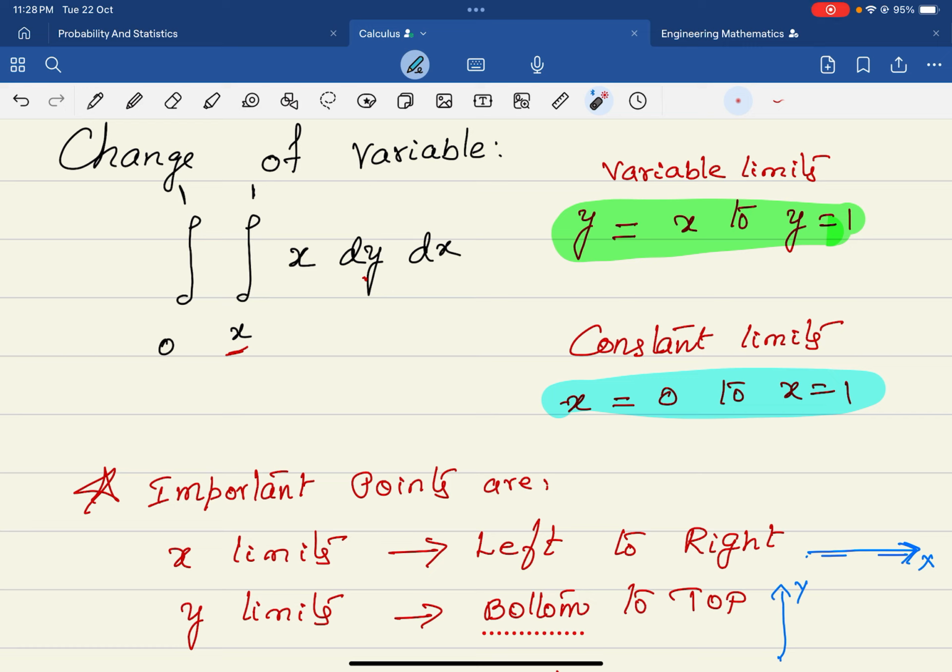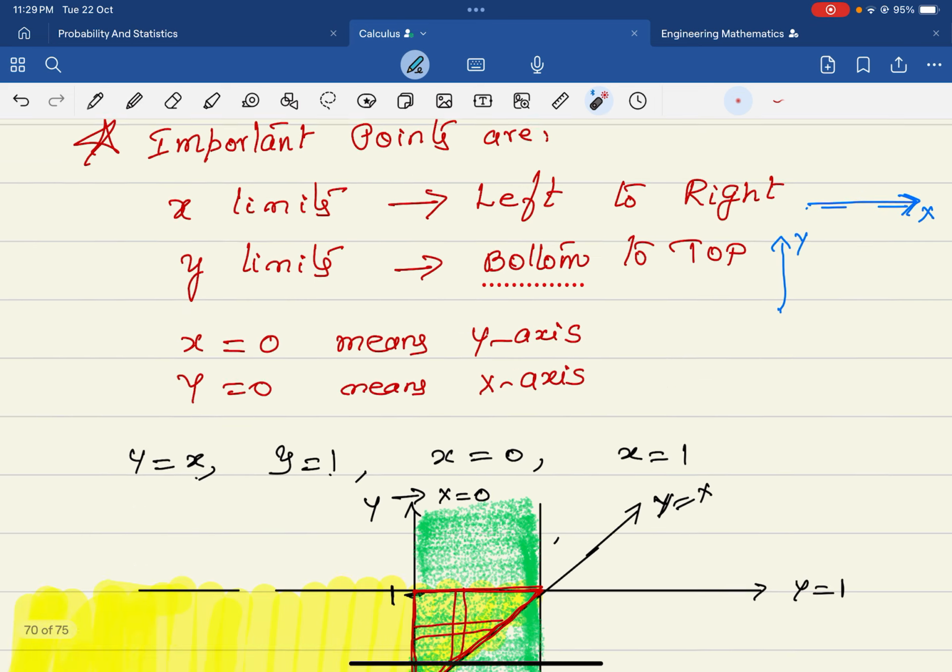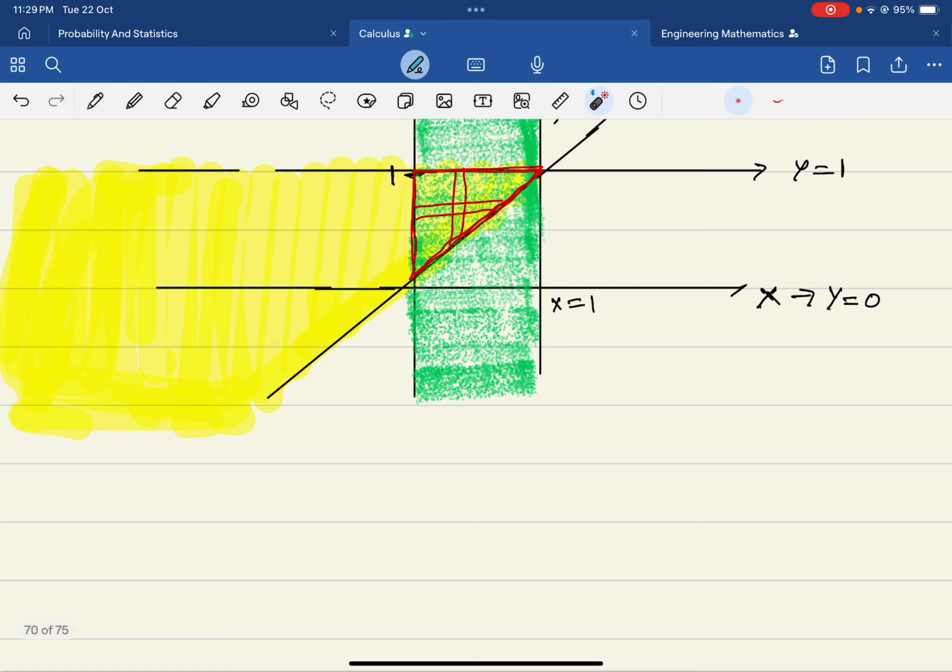Your y is a variable limit, right? Your x is a constant limit. So interchanging, x goes to the variable limit, y goes to the constant limits. This is what you are going to do now and then solve the problem. Okay. So let us say now y goes to the constant limits. So what we are going to change is the y limits.